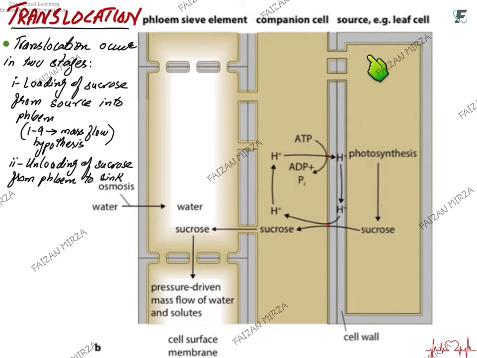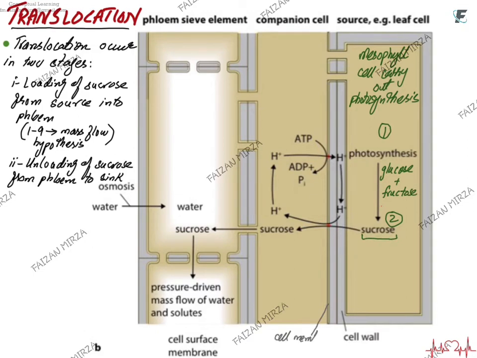So these are the 3 cells here: a leaf cell, which is the mesophyll cell where photosynthesis occurs, a companion cell, which is where exactly ATP is used, and sucrose moves from the source to the companion cell, and then into the sieve element. How is this happening? There are 9 steps here. Number 1, the mesophyll cells carry out photosynthesis, and with that photosynthesis, raw materials are turned into sugars. You get glucose, and glucose is converted to fructose, and glucose and fructose are joined together to form sucrose. This region is the cell membrane of the companion cell, and then the cell wall.